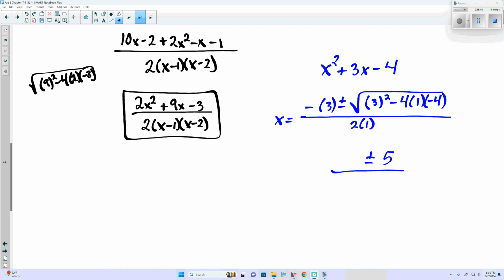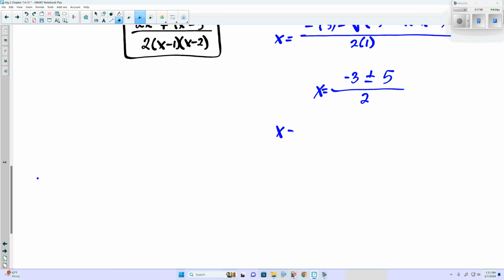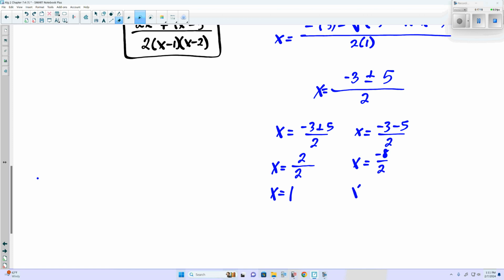Because when we do get that 5, we get whole number answers. What we're saying is x is equal to negative 3 plus 5 over 2, and x is equal to negative 3 minus 5 over 2. Negative 3 plus 5 would be 2 over 2, saying x is 1. Negative 3 minus 5 over 2 is negative 8 over 2, saying x is negative 4.